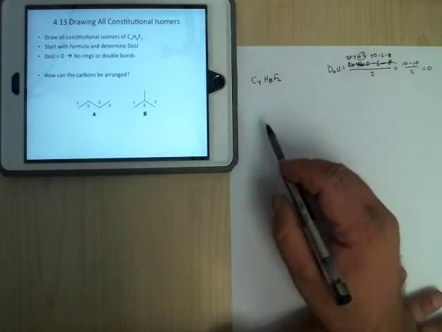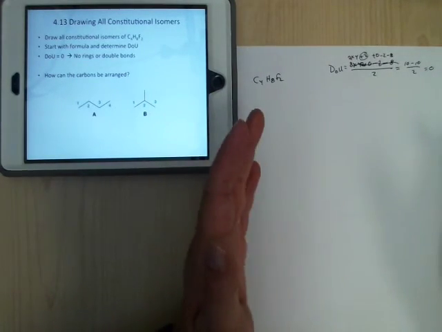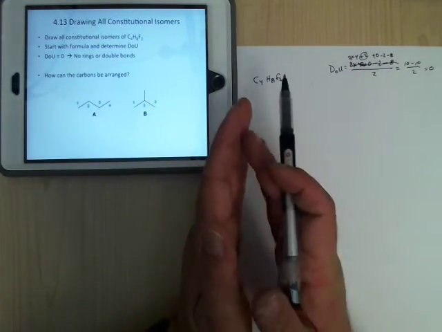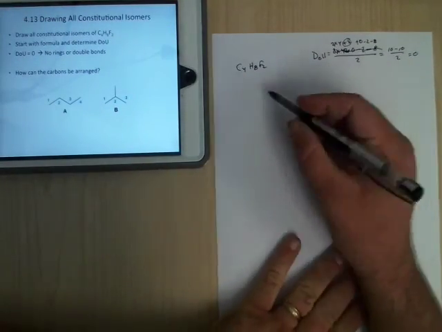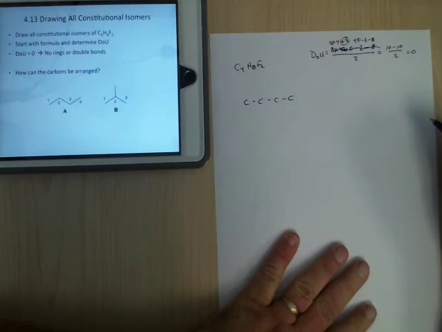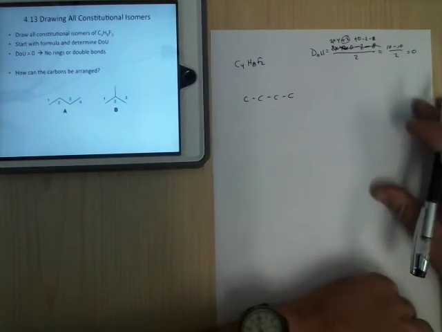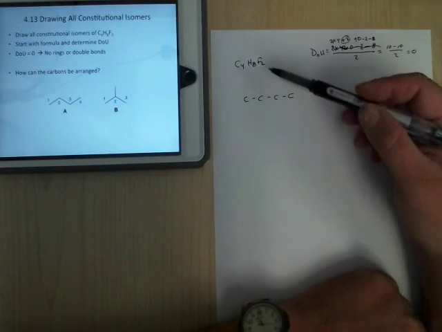So the easiest thing to do is to say, I usually start with the longest straight chain that I can get away with, and then shrink it down as needed. So what I usually do is put those carbons in a row. That's the easiest thing. So we start with the carbon framework, and then we'll put fluorines on there.